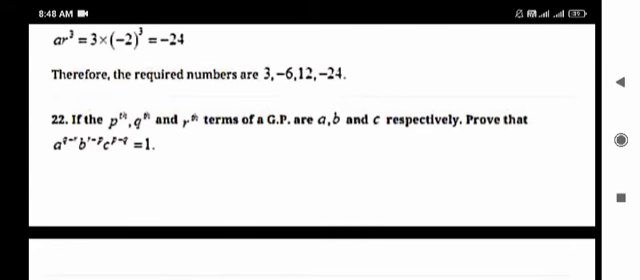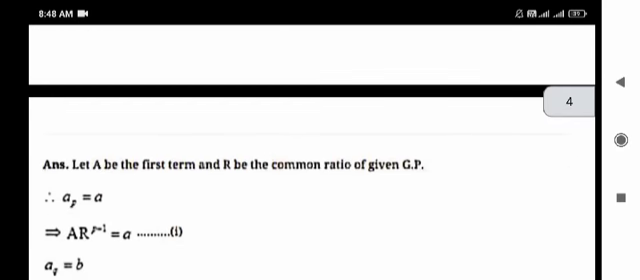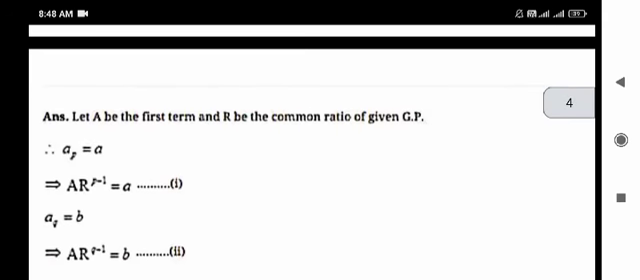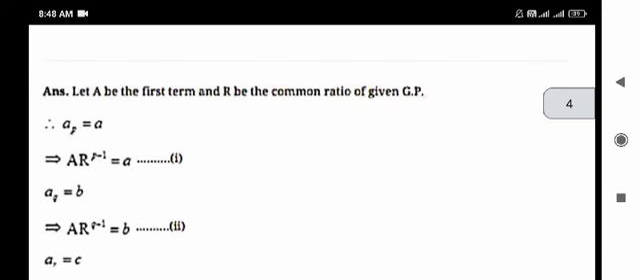Next, question number 22 is there. If the pth, qth and rth terms of a GP are a, b, and c respectively, prove that a to the power q minus r, b to the power r minus p, and c to the power p minus q is equal to 1. Let A be the first term and R be the common ratio. So the pth term is equal to a here.